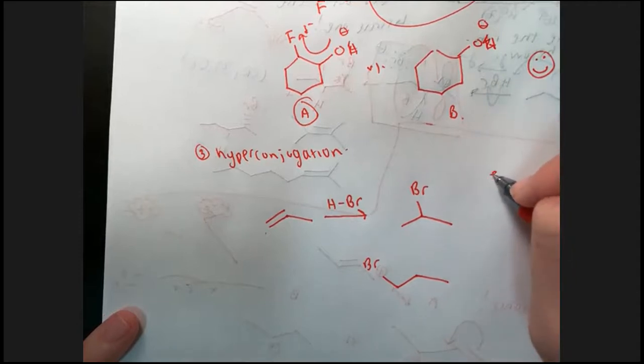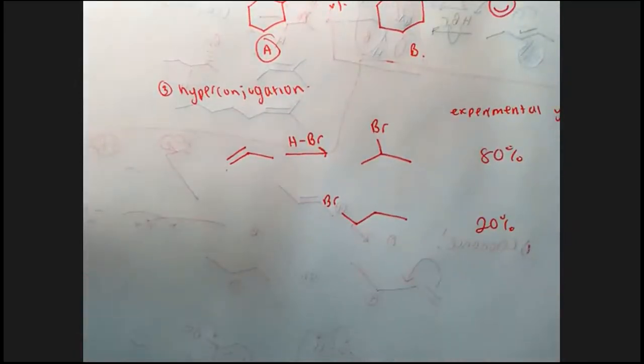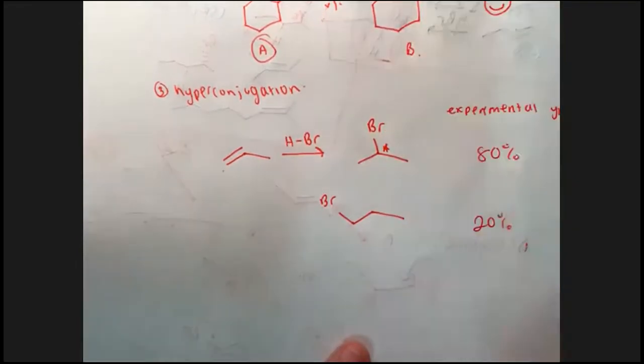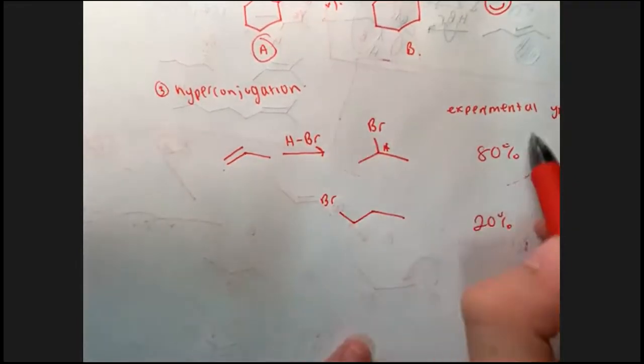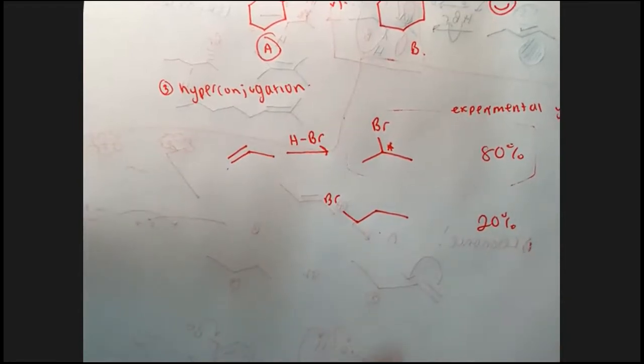And the answer in terms of real experimental yields, we're going to say we get approximately maybe 80% and 20%, and I'm just arbitrarily throwing those numbers out there. And there's something that we have to talk about with why we get more of that structure, more of this product than that one, okay? And it has to do with something called hyperconjugation and something we're going to talk about later called Markovnikov's rule.